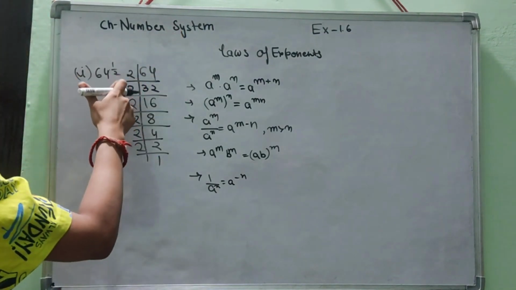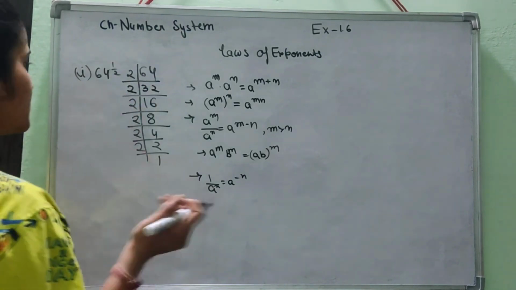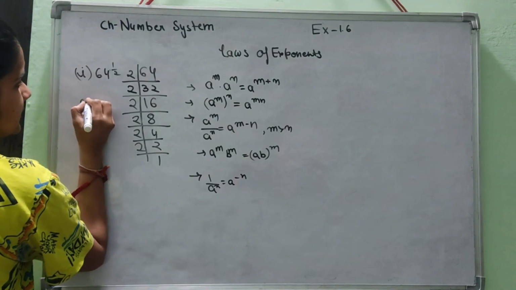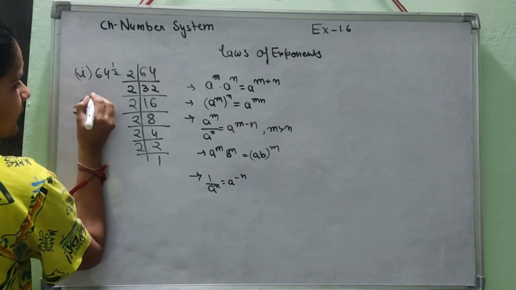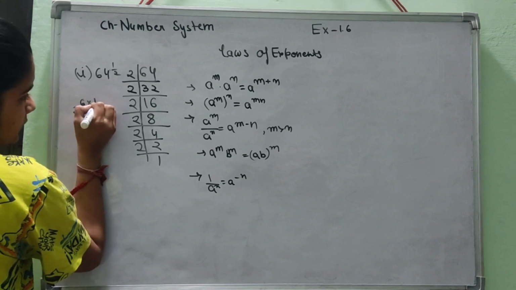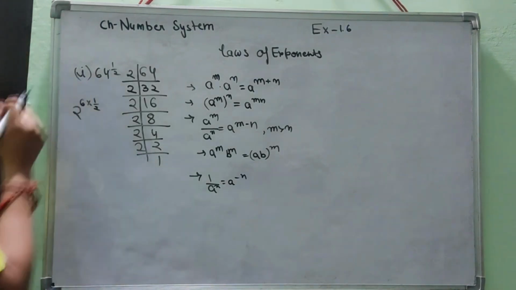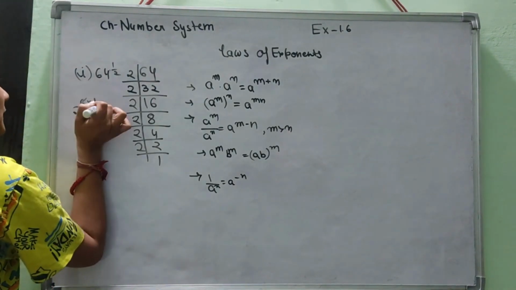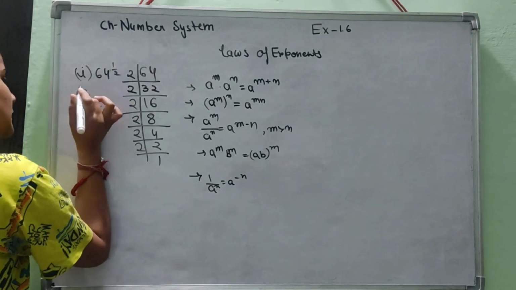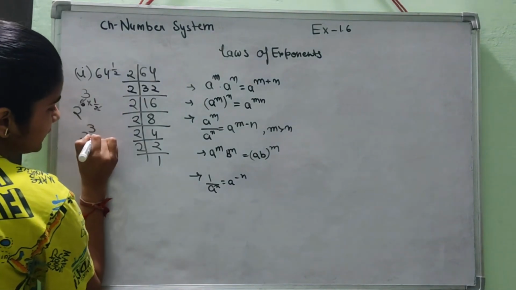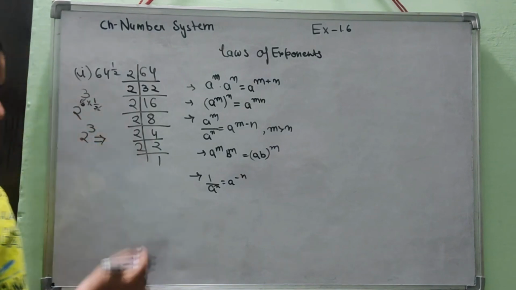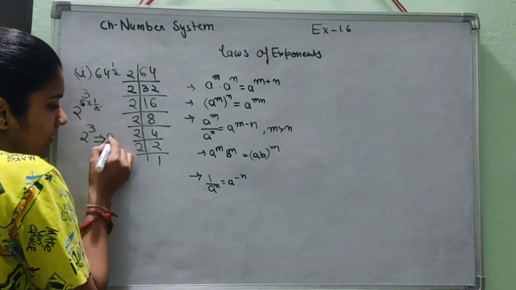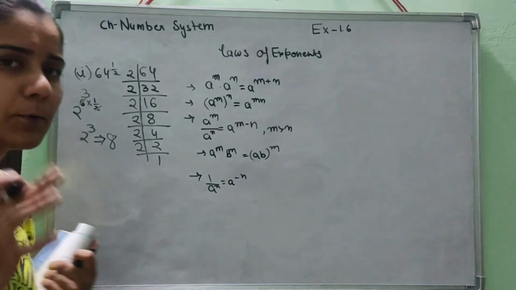So counting, 1, 2, 3, 4, 5, 6. 64 can be written as 2 to the power 6, so this is 2 to the power 6 into half. Now 6 cancelled out by 2, how many times? 3 times. So 2 to the power 3, which is 2 1s are 2, 2 2s are 4, 4 2s are 8. This is the answer. Getting my point?